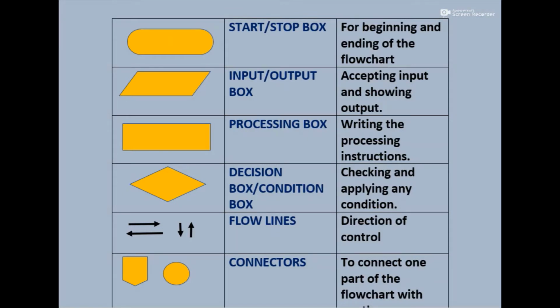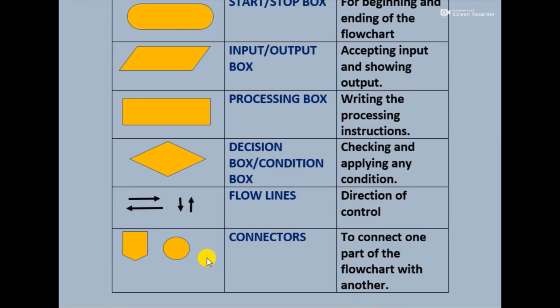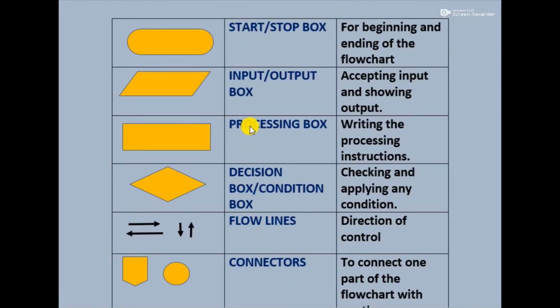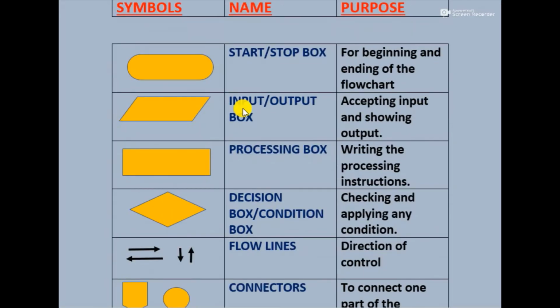The next symbol is flow lines, and these flow lines show the direction in which the control of the program is moving. These arrows are used to connect the various symbols in a flowchart. The last symbol in this table is connectors, and these connectors are used to connect one part of a flowchart with another part. So these are the symbols which are used to design the flowchart for any problem.